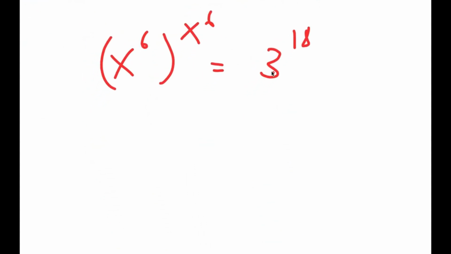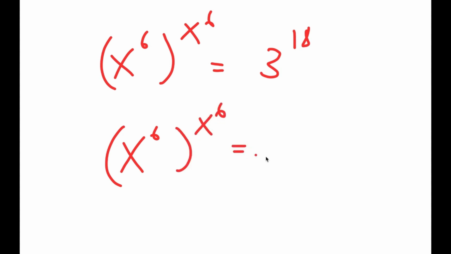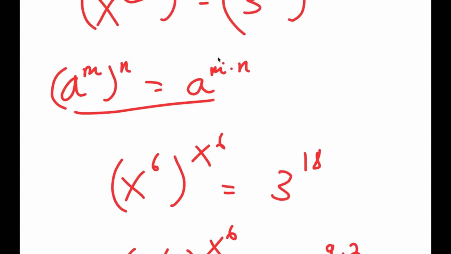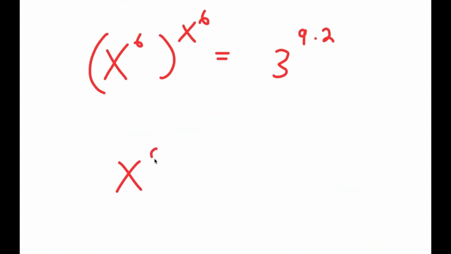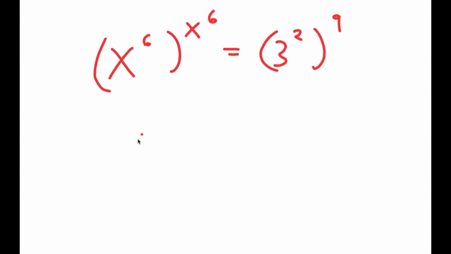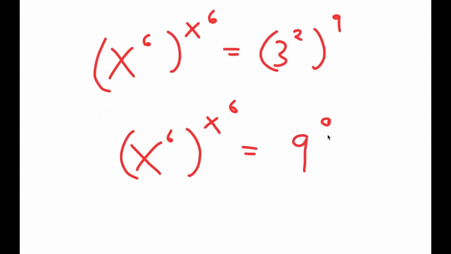So now from here, I'm going to rewrite 3 to the power of 18 as 3 to the power of 9 times 2. And now we can use the reverse of this property and change this form into this form. So now I get x to the power of 6 to the power of x to the power of 6 is equal to 3 squared to the power of 9. And 3 squared is 9, so I get x to the power of 6 to the power of x to the power of 6 is equal to 9 to the power of 9.